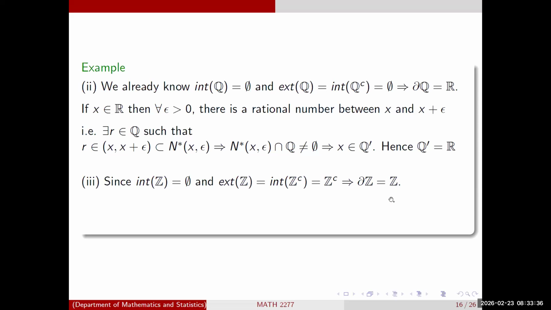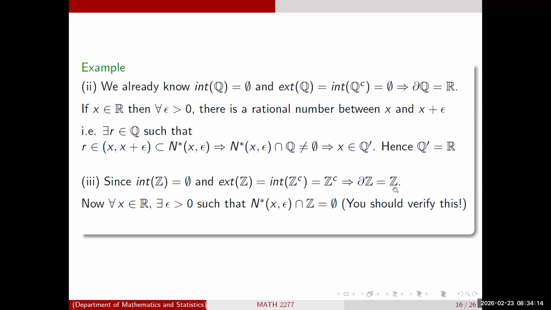If you think of an integer, this should make some sense, because if you are an integer, let's say you're 0, and you put any neighborhood, any open interval around 0, you will find in that neighborhood an integer, 0, and points that are not integers. For example, the fractions, a half, a third, a quarter, and so on. So that is why the boundary of Z is Z.